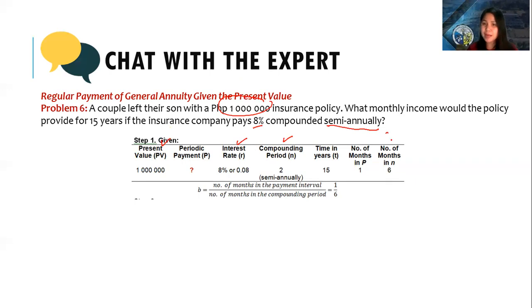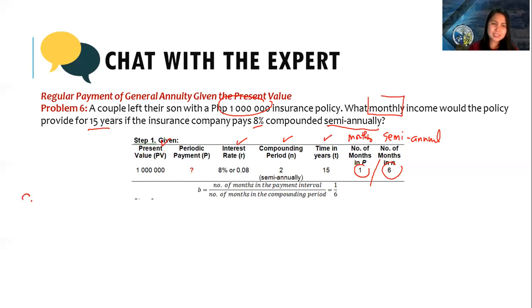2, and how many months are there in a semi-annual? That's 6. And it will be provided for 15 years, and it will be given every month. How many months are there in every month? That's 1. So our B is 1/6. Now remember that your payment and the compounding period are not the same. So it's a general annuity given the present value.